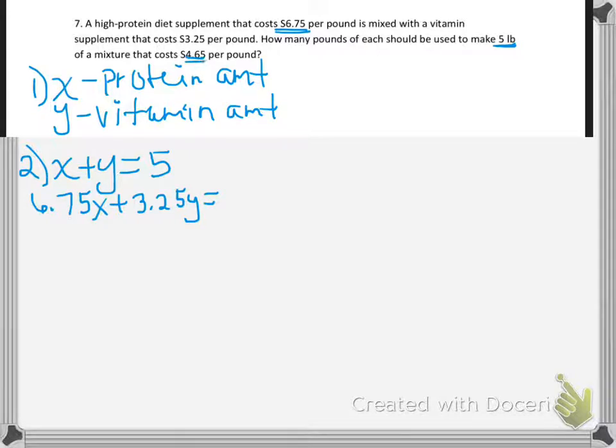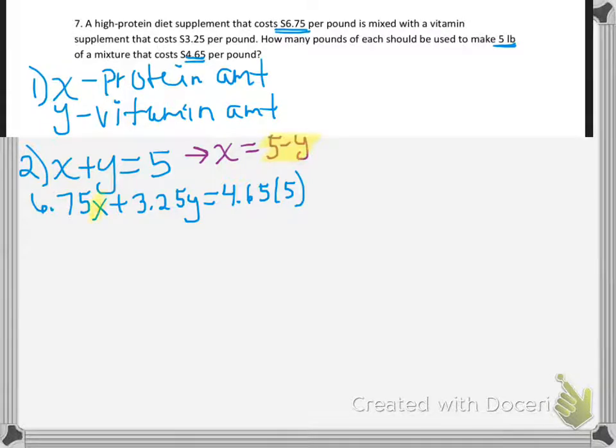Now total it's $4.65, right? But I'm going to multiply that by 5 because I'm making 5 pounds. So 4.65 and then times the 5. Okay? We want to get whatever variable you want by itself. So I solved for x this time. So if I want to get x alone, I'm just going to subtract y. So it's 5 minus y. So then, where's my highlighter? X is 5 minus y.